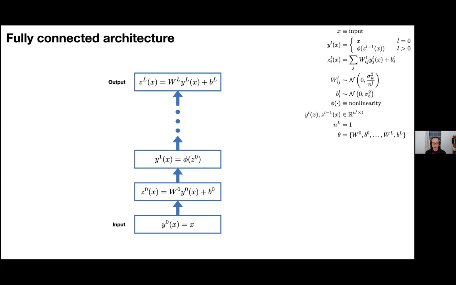The output of the neural network, or the neural network's logits, are Z capital L. And just for simplicity, we're going to assume that the output of the neural network is one dimensional, so it just outputs a single scalar. And I'm going to leave this little cheat sheet about the network architecture in the upper right for a while.